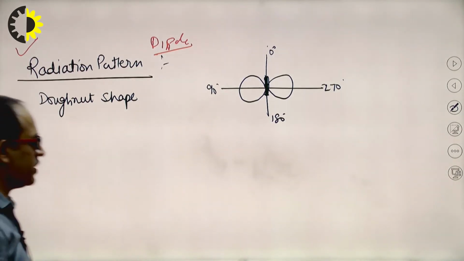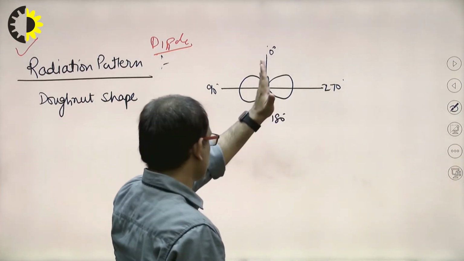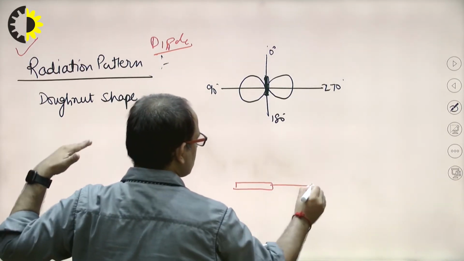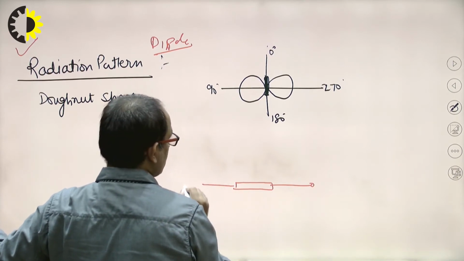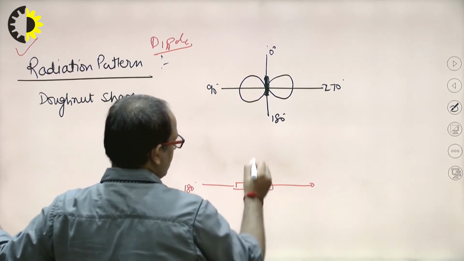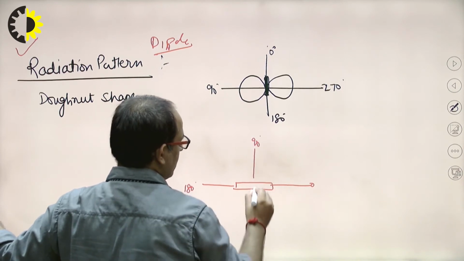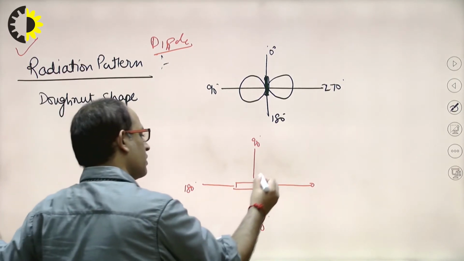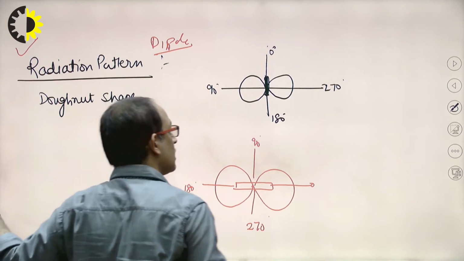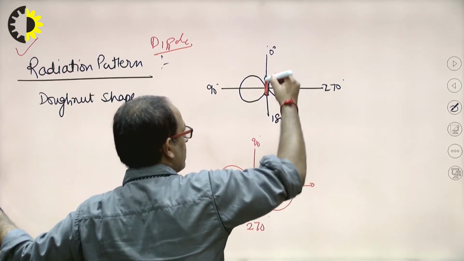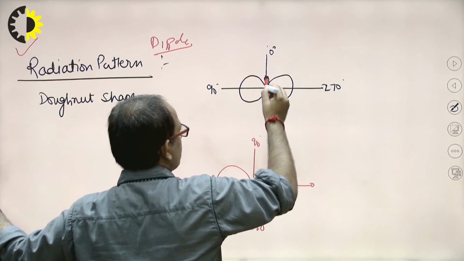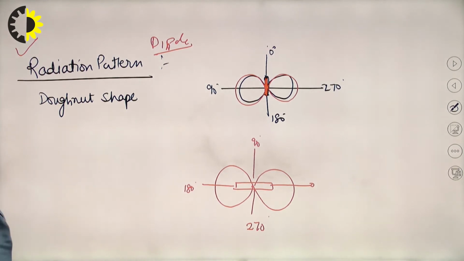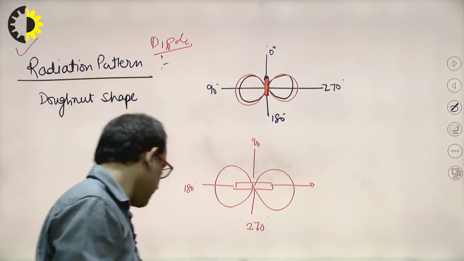Now see, if the dipole is placed like this, and this is 0 degree, this is 180 degree, this will be 90 degree, and this will be 270 degree, then it will radiate in this direction. If a dipole is placed vertically here, you will see the radiation pattern will be like this, in the shape of a wave, that is also known as a doughnut shape. Clear?